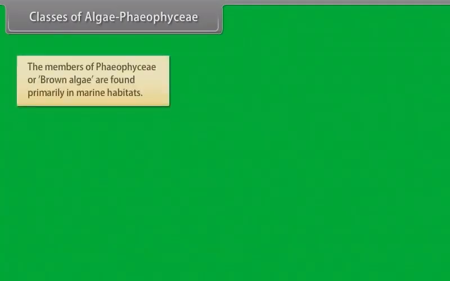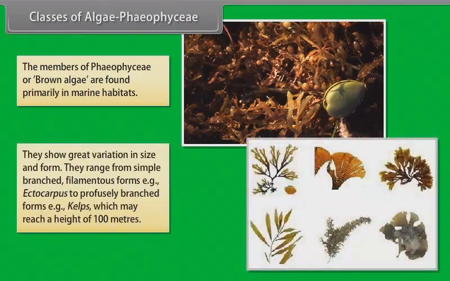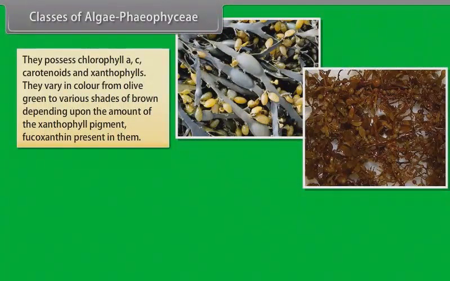Phaeophyceae. The members of Phaeophyceae, or brown algae, are found primarily in marine habitats. They show great variation in size and form. They range from simple branched, filamentous forms, for example, Ectocarpus, to profusely branched forms, for example, kelps, which may reach a height of 100 meters. They possess chlorophyll a, c, carotenoids, and xanthophylls. They vary in color from olive green to various shades of brown depending upon the amount of the xanthophyll pigment, fucoxanthin, present in them.